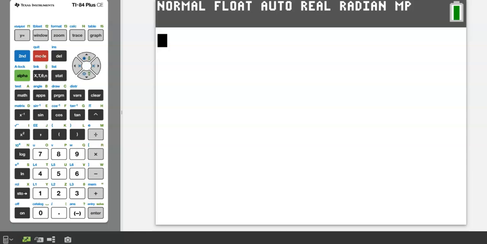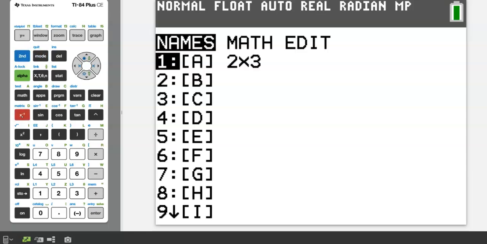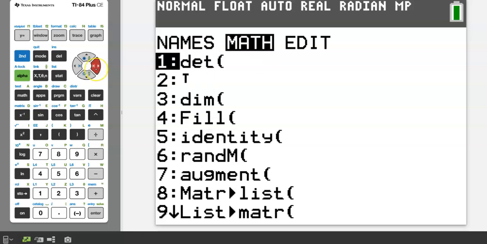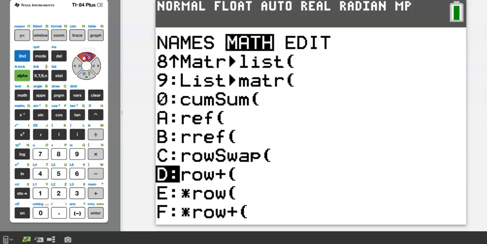So let's go back to matrix. Second matrix. You want your calculator to do math with this matrix, so go over to math. What we want is the reduced row echelon form of this matrix. It is easier if you press up, because it's one of your last options.